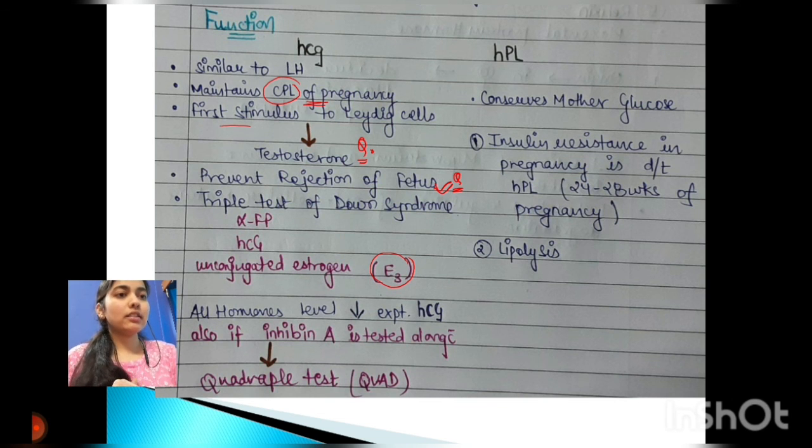Now, HPL conserves mother glucose. Okay, and insulin resistance in pregnancy is due to HPL. So insulin resistance in pregnancy is due to HPL at 24 to 28 weeks of pregnancy, and lipolysis is also carried out by HPL.